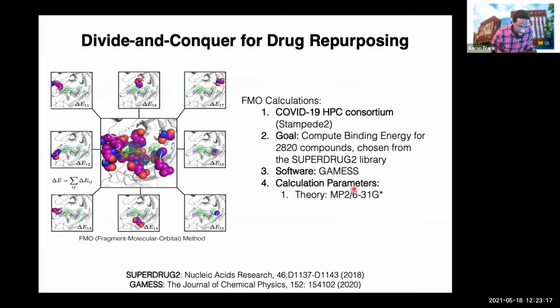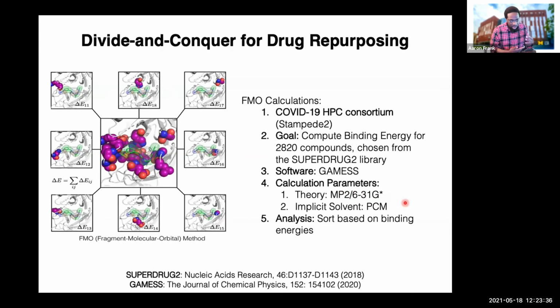In terms of the calculation parameters, the level of theory we used was MP2. We used the 6-31G* basis set. We accounted for solvation effects implicitly using the PCM implicit solvent model. The analysis we did is simply, once the calculations are complete, we calculate the binding energies and sort our library based on their overall binding energies. The goal was to identify the small molecules that are predicted to bind to the Mpro with the most favorable interaction, so they have the most negative binding energies.